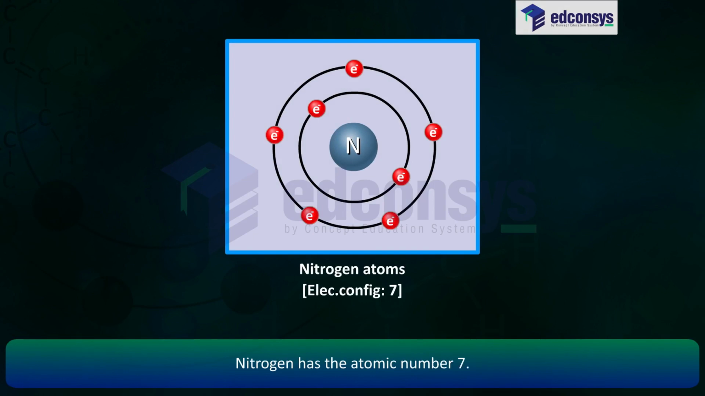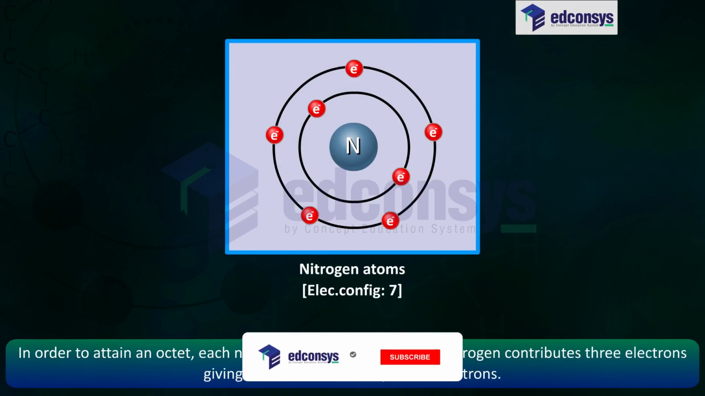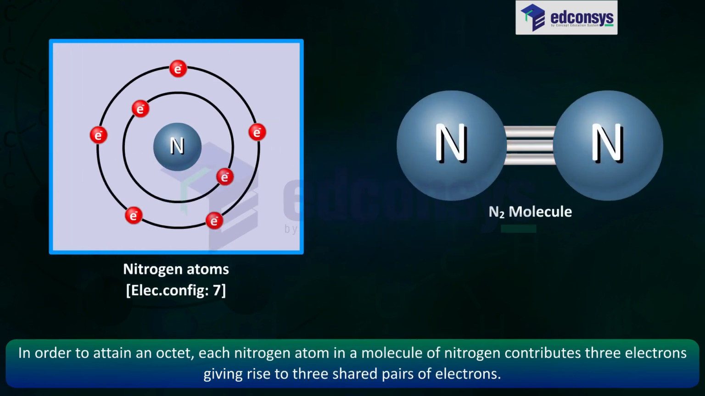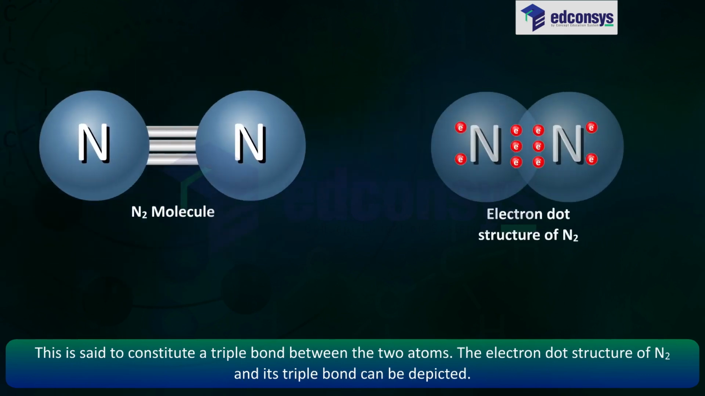Nitrogen has the atomic number 7. In order to attain an octet, each nitrogen atom in a molecule of nitrogen contributes 3 electrons, giving rise to 3 shared pairs of electrons. This is said to constitute a triple bond between the 2 atoms. The electron dot structure of N2 and its triple bond can be depicted.